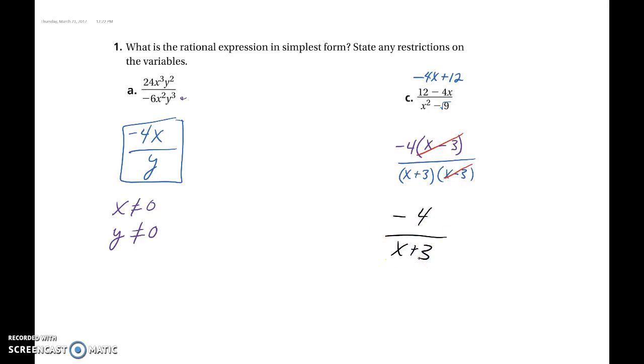All right, and the same thing as before, any restrictions goes back to the original problem. So x plus 3 cannot equal 0, or x minus 3 cannot equal 0. So x cannot equal negative 3, or x cannot equal 3. All right, even though we eliminated that x minus 3, we still need to talk about it in our restrictions.